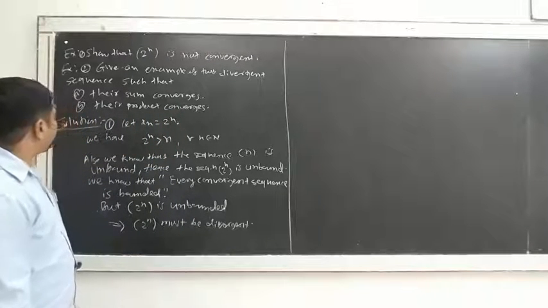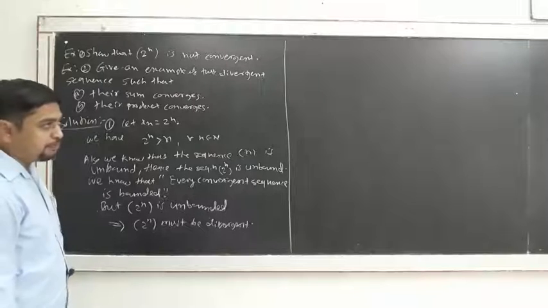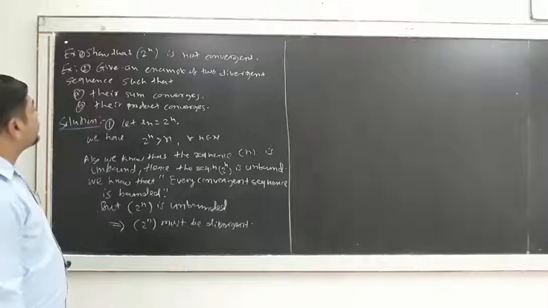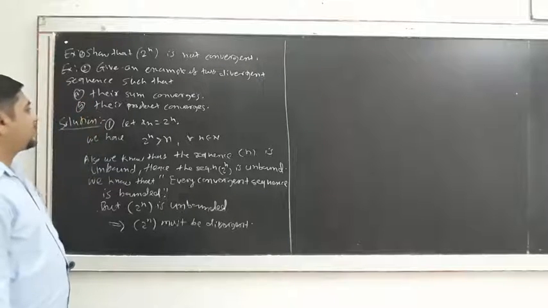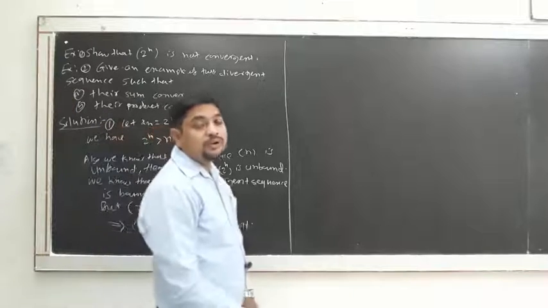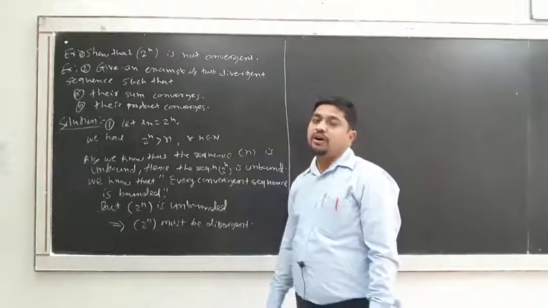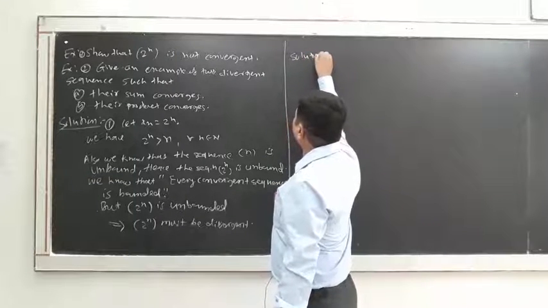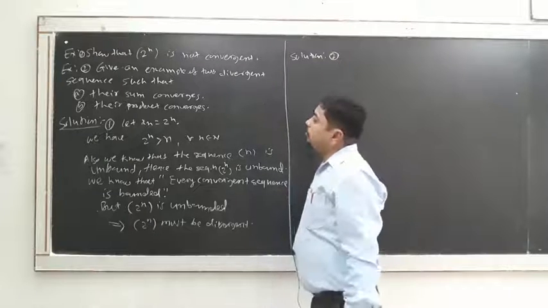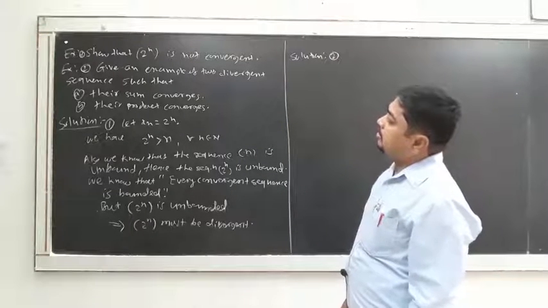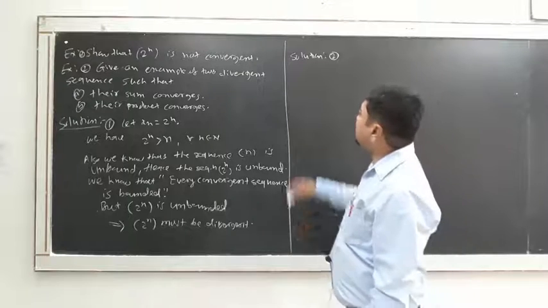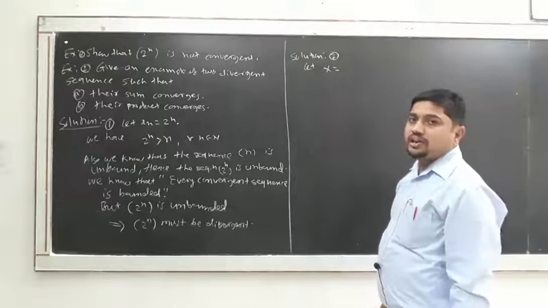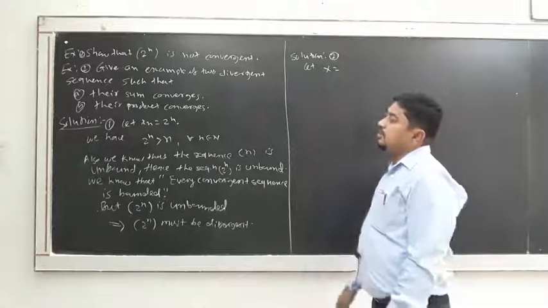Second problem is: give an example of two divergent sequences such that their sum is convergent and their product is convergent. We have to give two examples of sequences. So we write the solution. You have to give the example of two divergent sequences such that they are divergent, and their sum and their product are convergent.